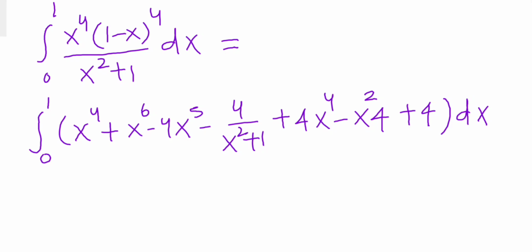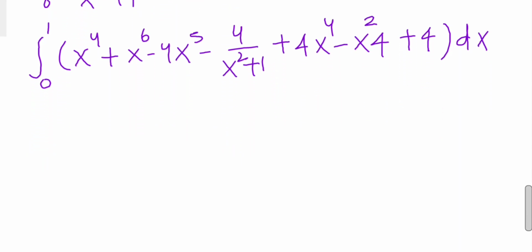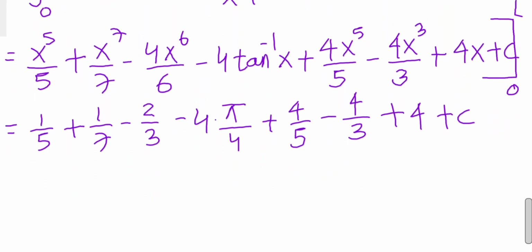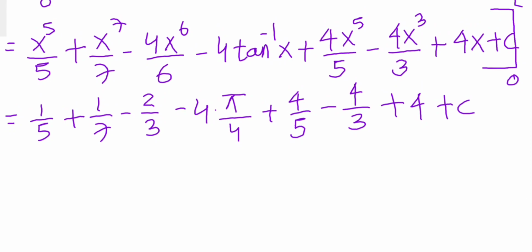Let's integrate quickly and see what happens. So this is the value of the integration. Now putting limits from 0 to 1, and evaluating it and simplifying carefully, you will get 22/7 minus pi as your answer.